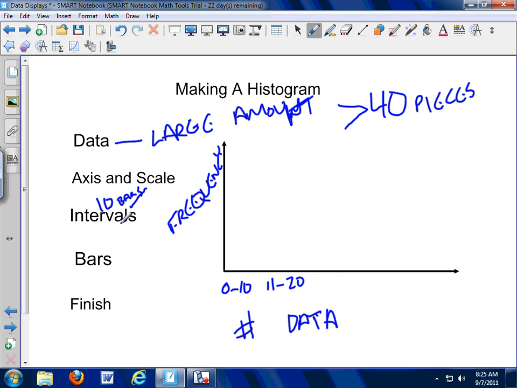So once you've got the intervals set up, you collect up your data. So how many times did they get between 0 and 10? I don't know. Let's say that happens 7 times. Okay, so I'll make my bar for 0 to 10. There, it's nice. You'll use a ruler, make it nicely done. How many times did they get between 11 and 20? That happened this many times. There's my bar for 11 to 20.